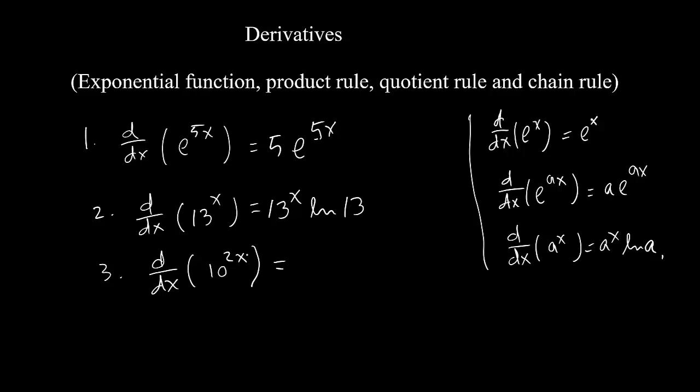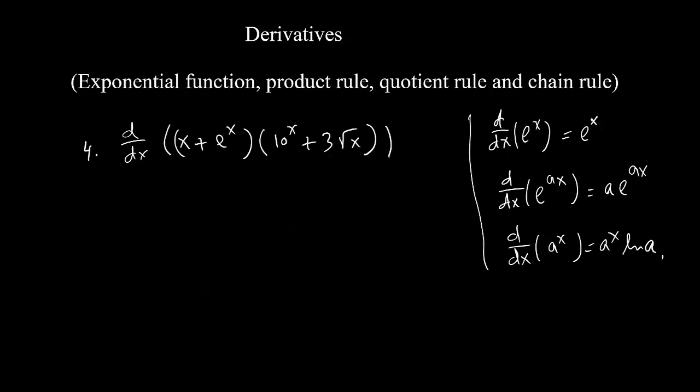Now 10 to the 2x, how do I compare this one? You can just think like, say that 10 squared is actually 100. Then you can keep your x as an exponent. So then you just write 100 to the x natural log of 100.